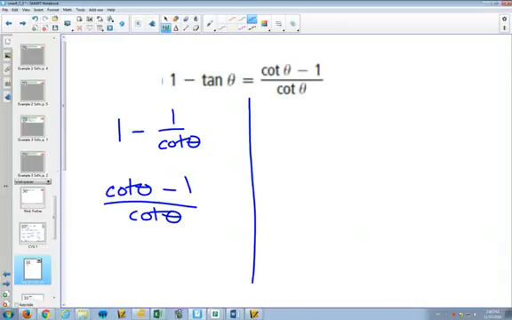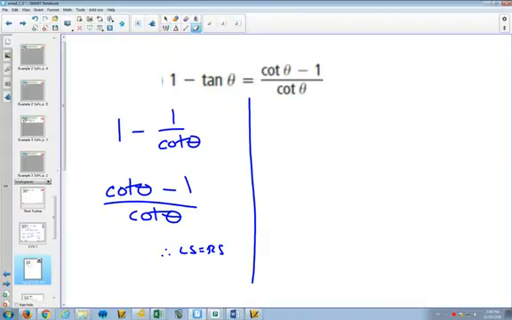That's actually a nicer proof, isn't it? So then I could say left side equals right side. And this is probably the nicest proof, the shortest proof, instead of changing the other side to tangent.